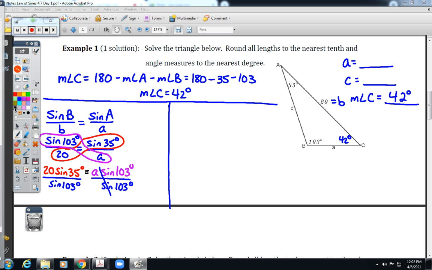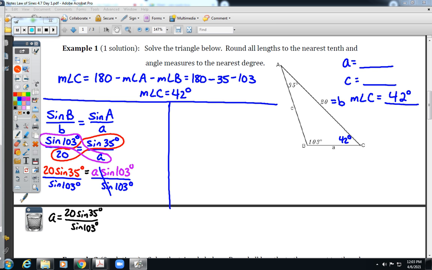So A is equal to 20 times the sine of 35 degrees divided by the sine of 103 degrees. Now, when you're typing that in the calculator, be very, very careful. Make sure you close any parentheses that your calculator opens. If you've got one of these, it's much easier because you can use the fraction button. But those graphing calculators, be very careful when you type that in, and I do want you to practice typing it in to make sure that you can get it right.